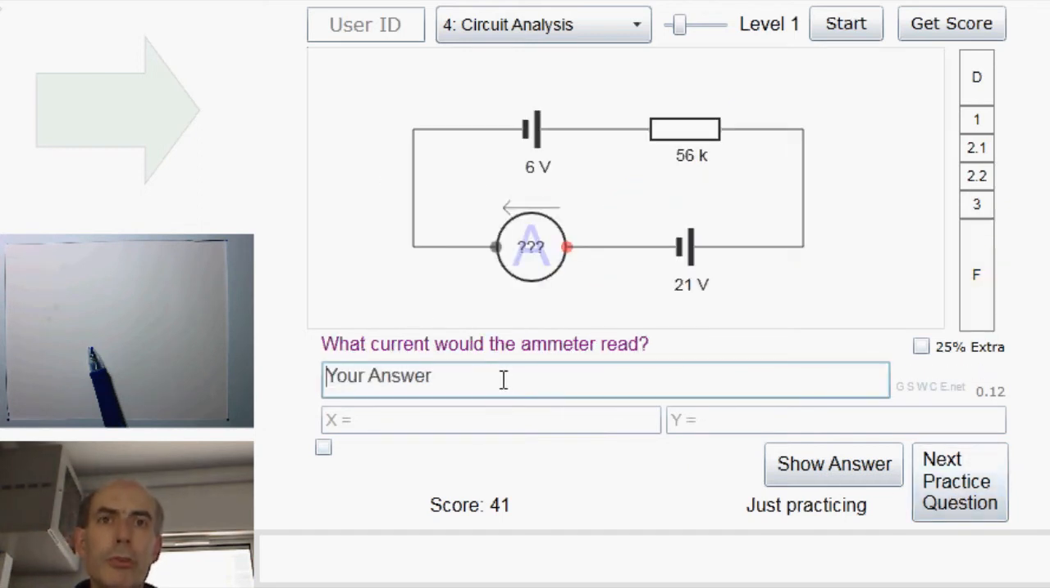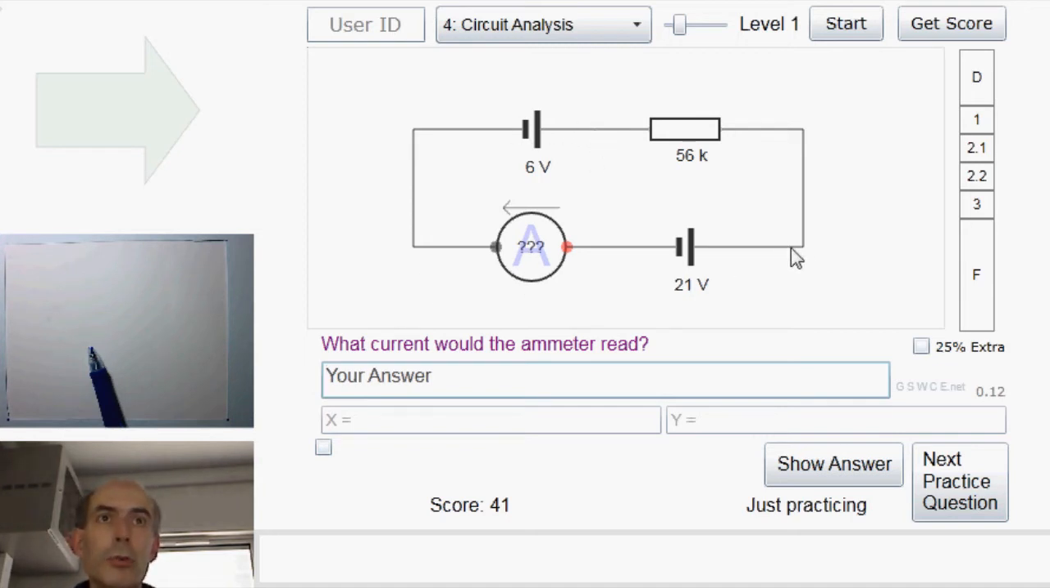What current would the ammeter read? Again, not too bad. We have to work out the voltage across this resistor. There is no ground in this circuit, so we are free to define any point we like as being the ground point. Let's pick that point there, because that's the negative terminal of both of the voltage sources. That means this point here is at 6 volts. We'd get there going up through a 6 volt voltage source.